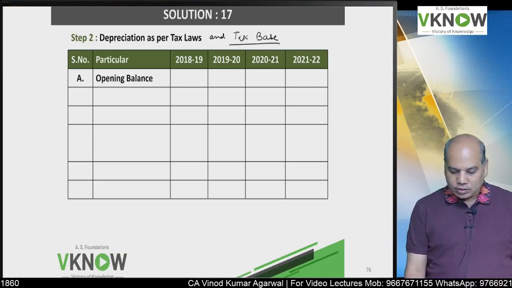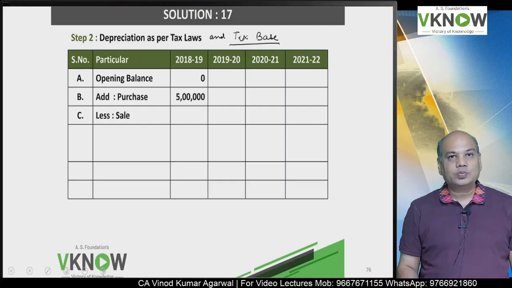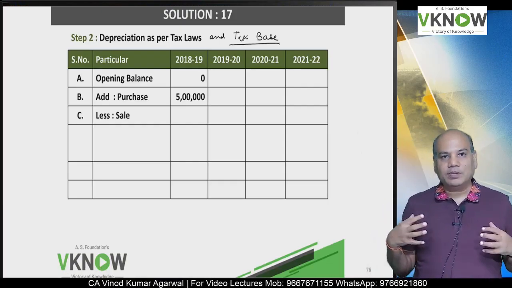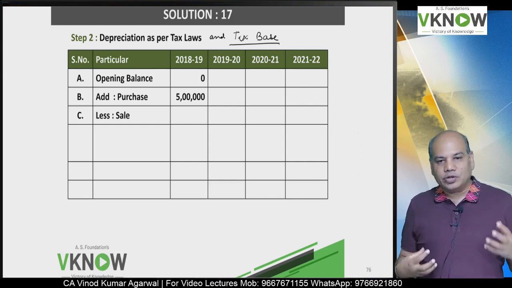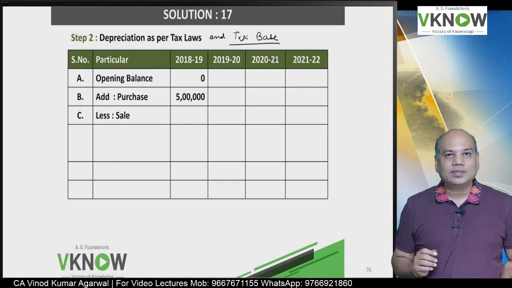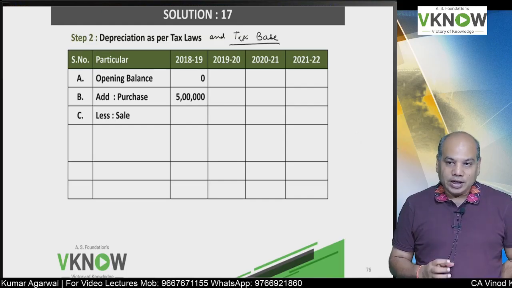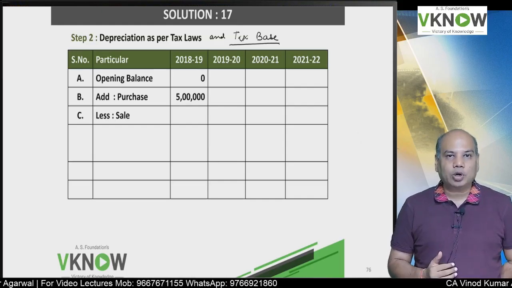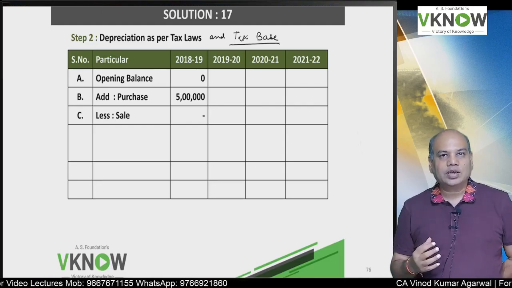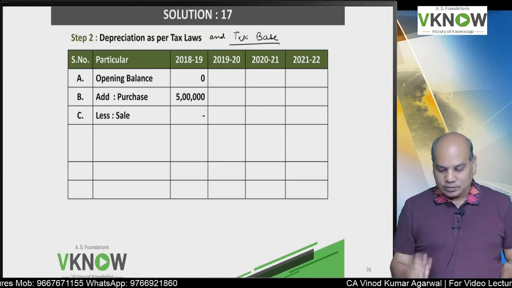4 years are there. Opening balance 0. Add purchase 5 lakh. Less sale. In this problem sale is not there. Maybe you can skip this line in the exam, but I have made this format because sometimes the institute can give you a sale also. Under the income tax law, the block of asset method is followed. The entire sale value is deducted from the block of asset, and then you will get the balance amount on which you have to provide depreciation. Fortunately, in this question sale is not there.